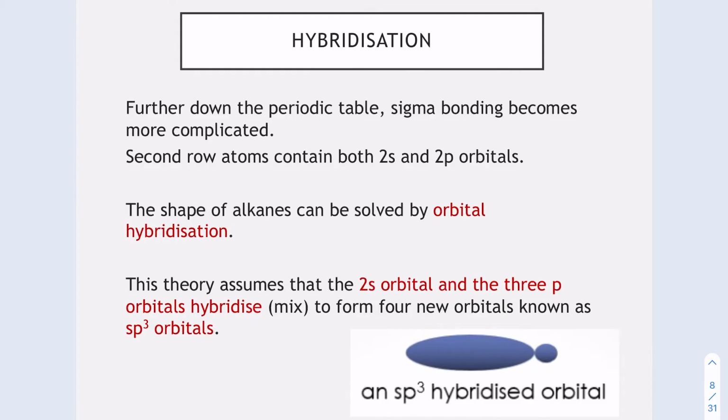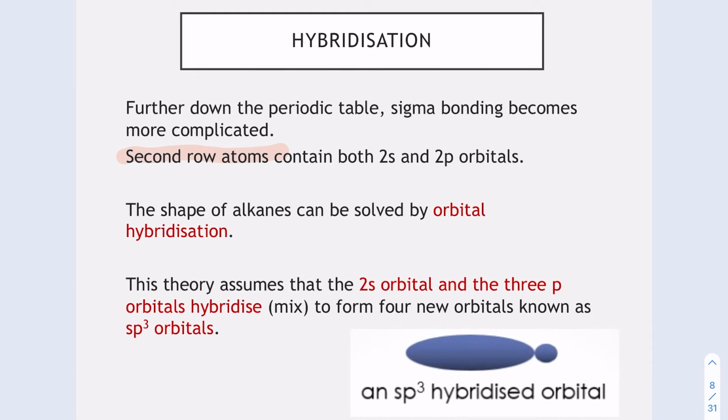Unfortunately, it's not that simple. Further down the periodic table, things start to get a little bit complicated. Basically, as you get to the second row, you've got both 2s and 2p orbitals. This explains the shape of alkanes that you're familiar with from National 5 and Higher. The shape of alkanes can be explained by something called orbital hybridisation.